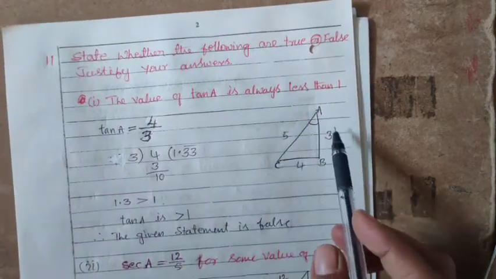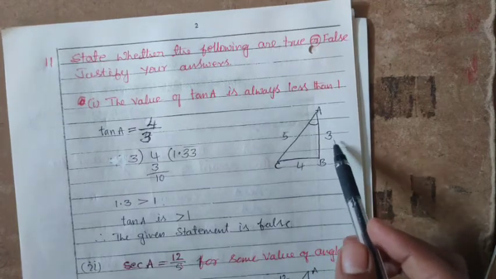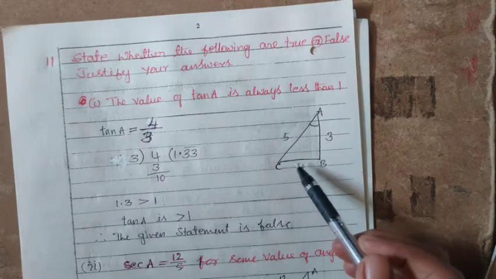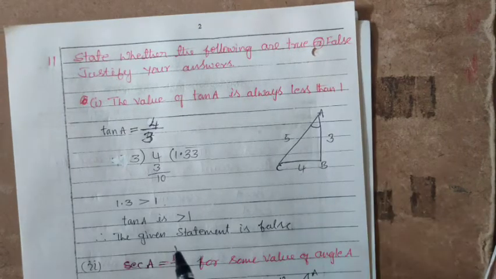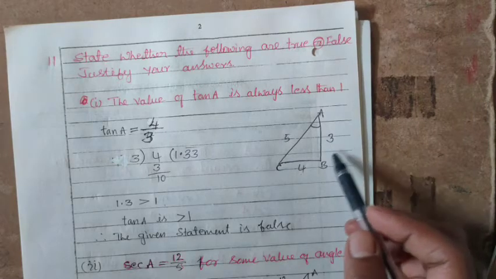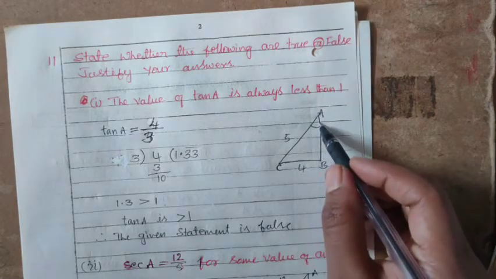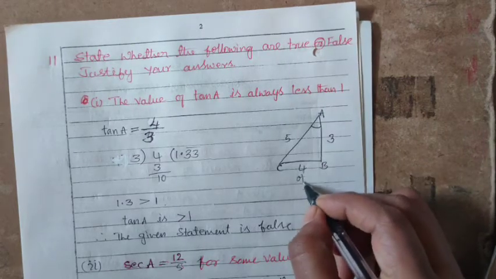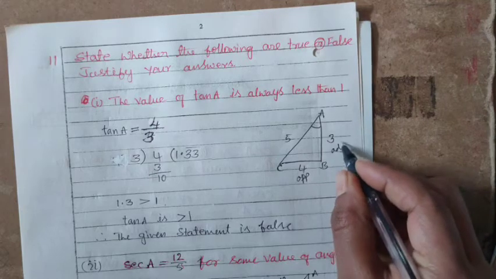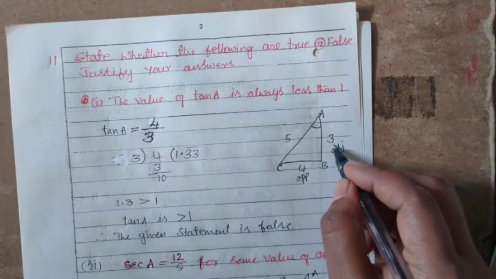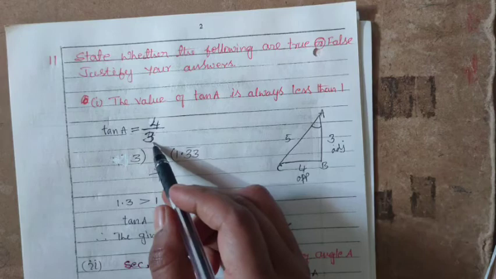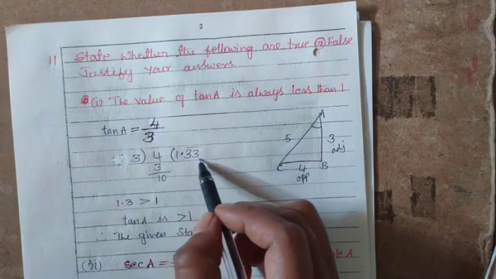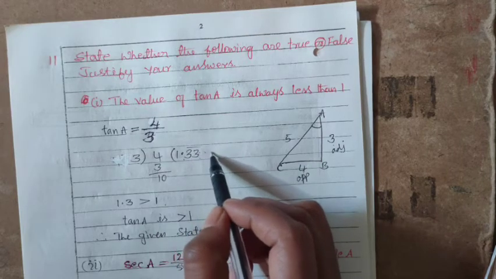Now let us assume this is a right angle triangle. Here we take 3, 4, 5, which is a Pythagorean triplet. It is proved in the Pythagoras theorem. So now what is tan A? Now I will take angle A. Tan A is nothing but opposite divided by adjacent. Opposite side is 4 and adjacent side is 3. So I write 4 by 3. Now you can divide 4 by 3. We get 1.333 and it will continue.